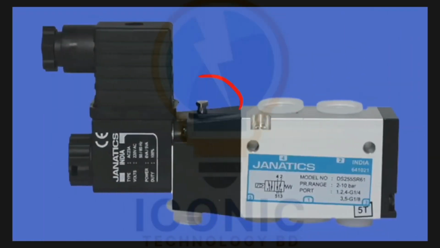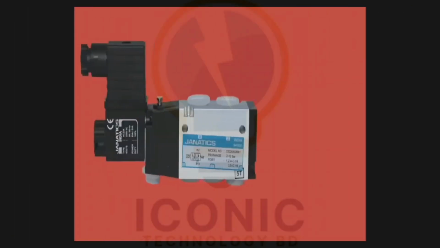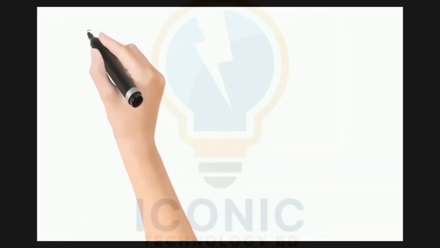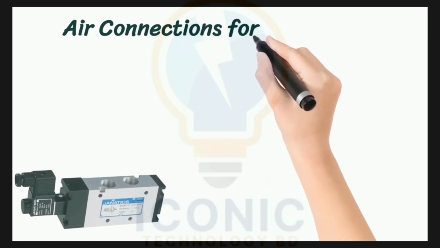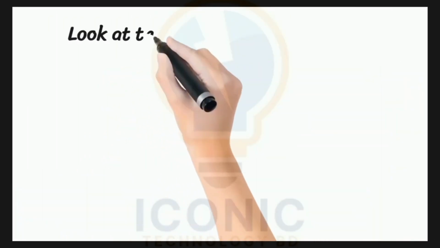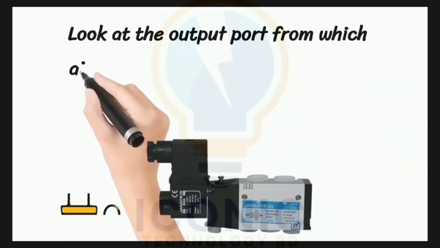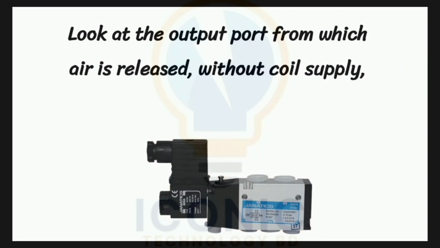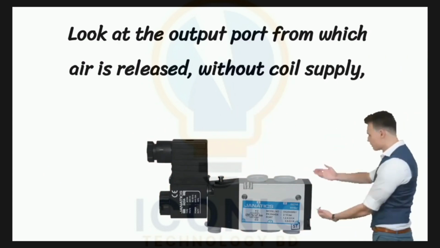SOV also has a manual button. Even after pressing it, the air changes from one port to another. Friends, this is also a way to check SOV without electrical supply. Suppose we are connecting the output of SOV to the pneumatic actuator. Now, without providing supply to the coil, and without pressing the manual switch, we will see from which output port air is coming out.